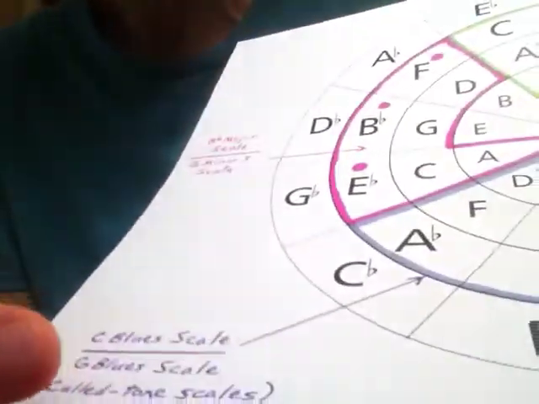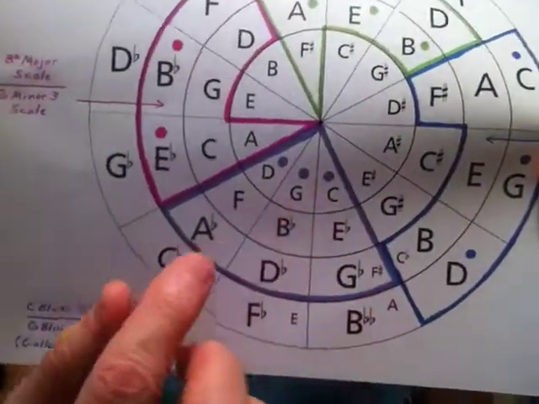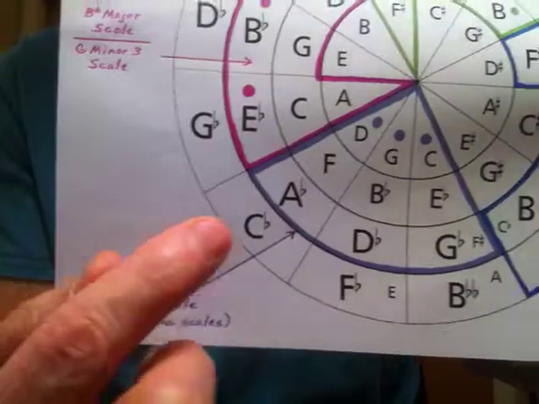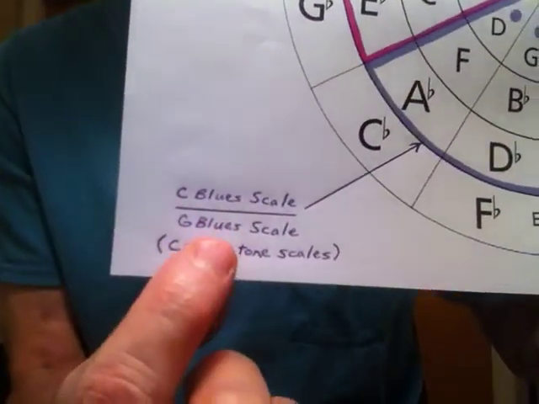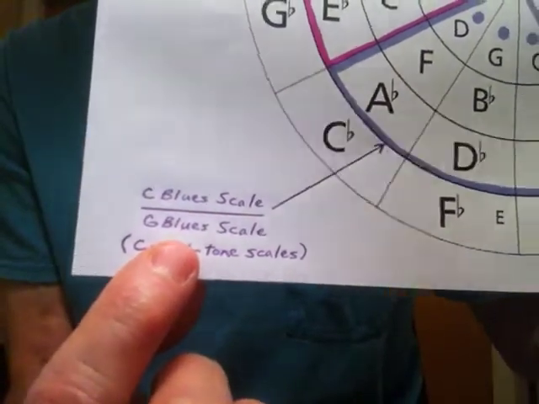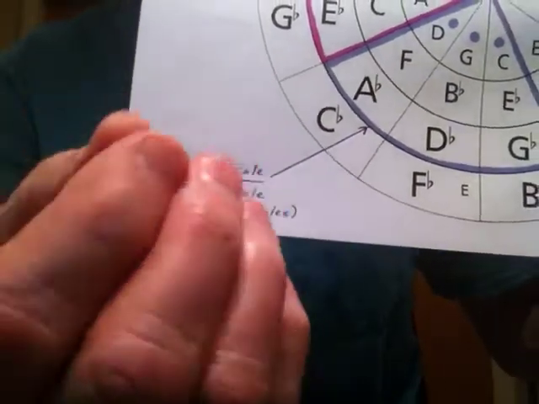These are what we call tone scales. In other words, you can pull your C blues scale from this quadrant, or you can pull your G blues scale from this quadrant. In other words, they're called tone scales. You pull them out and you take what you need.